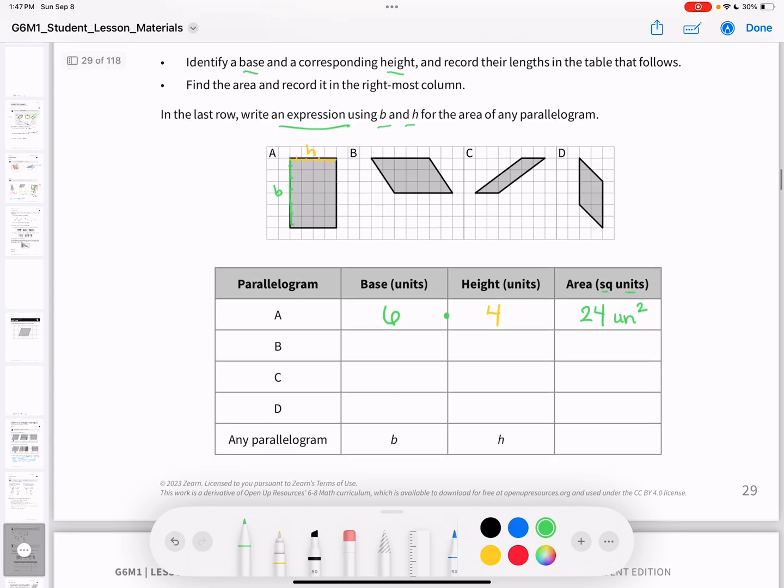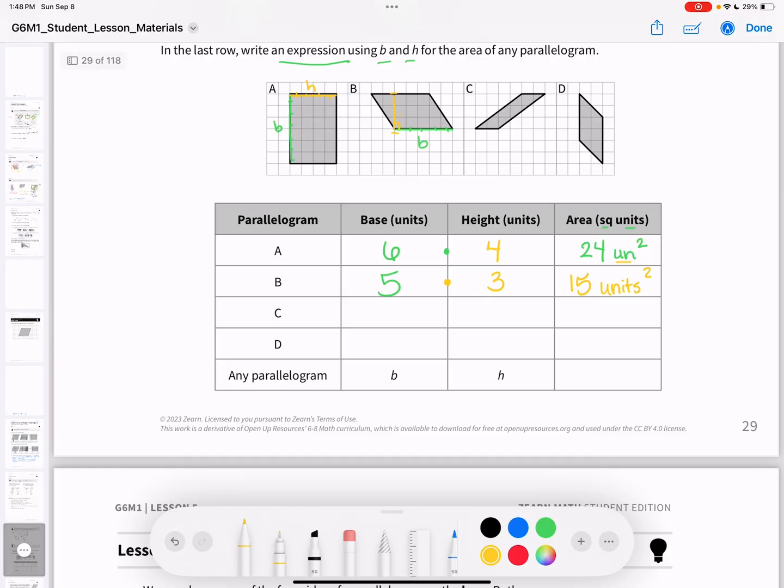All right, let's choose the base for B. I'm going to choose this as my base, and it's 1, 2, 3, 4, 5. I can't choose a side like this for the base because it doesn't come in at a 90-degree angle. So I'm going to go inside, and I'm going to go 1, 2, 3. It comes in at a 90-degree angle to the base, and it goes from one parallel side to the other. This is 3 tall. So 5 times 3 is 15 units squared.